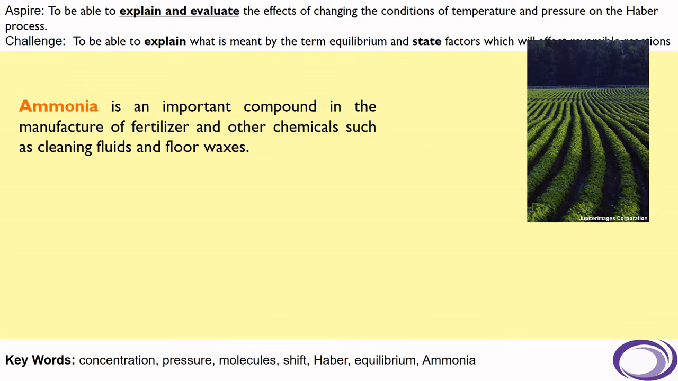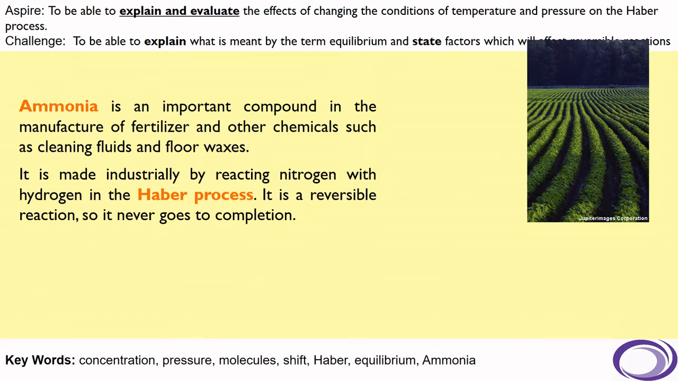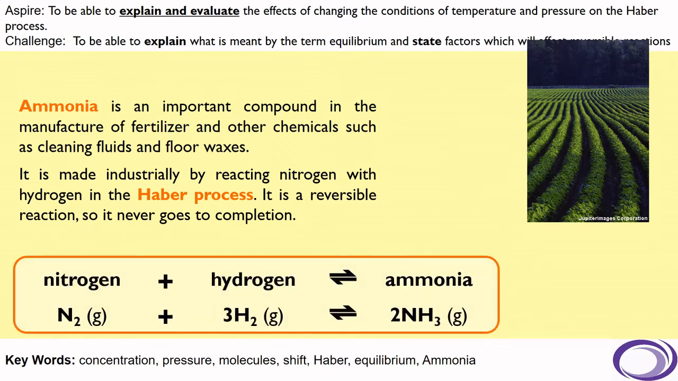Well, first of all, it's an important compound in the manufacture of fertiliser and other chemicals such as cleaning fluids and floor waxes. It is made industrially by reacting nitrogen and hydrogen in the Haber process, which is a reversible reaction, so it never goes to completion. So you can see the equation on the screen at the moment. So we've got nitrogen reacts with hydrogen and forms ammonia.